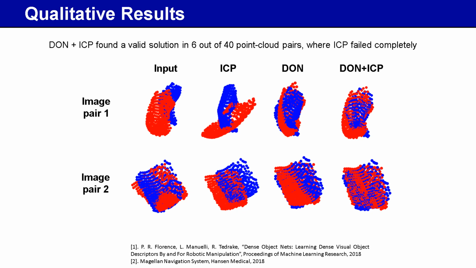Pictured here are two sets of sample images where ICP failed completely and the network-augmented ICP did not. Qualitatively, we see that ICP converges to a local minimum, though it appears that the network provides a good enough global initialization for ICP to converge. Network-augmented ICP found a valid solution in 6 out of 40 point cloud pairs, where ICP failed completely. Future work will look to address the sim to real gap by implementing noise models in the data generation pipeline. Thank you.